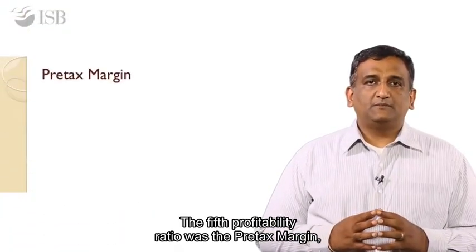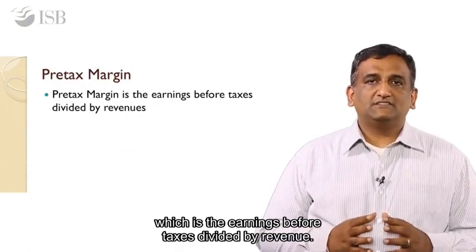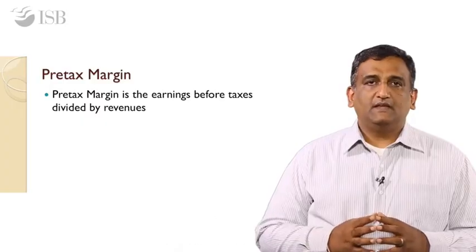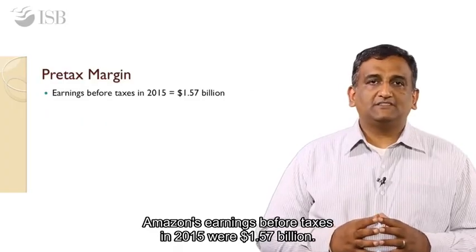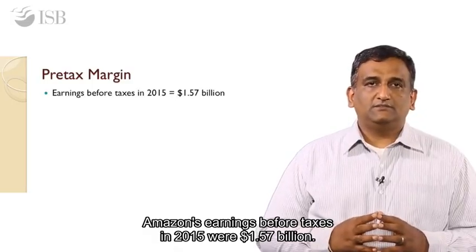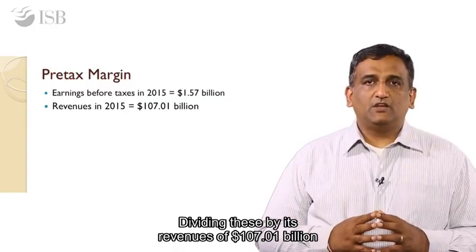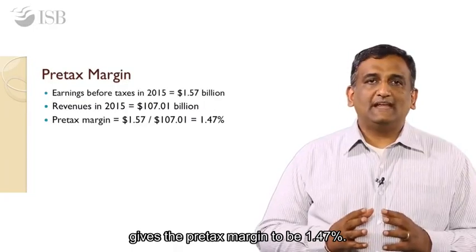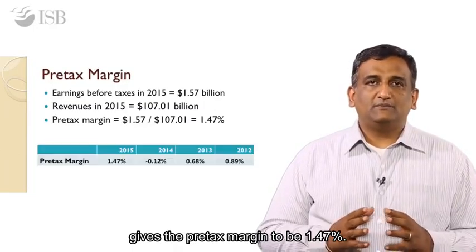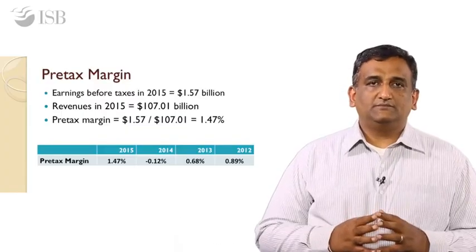The fifth profitability ratio is the pre-tax margin, which is the earnings before taxes divided by revenues. Amazon's earnings before taxes in 2015 were $1.57 billion. Dividing this by its revenues of $107.01 billion gives the pre-tax margin to be 1.47%. Yet again, this is the highest in the last 4 years.